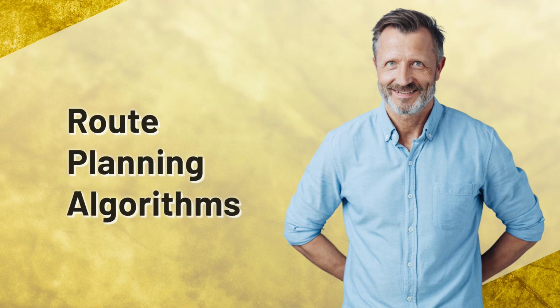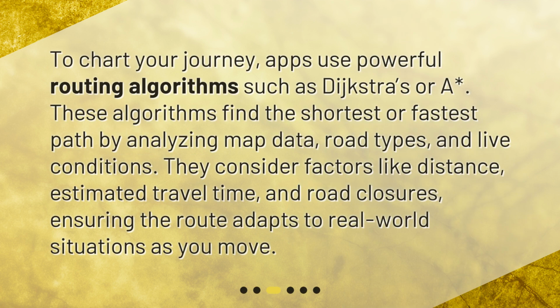Route planning algorithms. To chart your journey, apps use powerful routing algorithms such as Dijkstra's or A-Star. These algorithms find the shortest or fastest path by analyzing map data, road types, and live conditions. They consider factors like distance, estimated travel time, and road closures, ensuring the route adapts to real-world situations as you move.